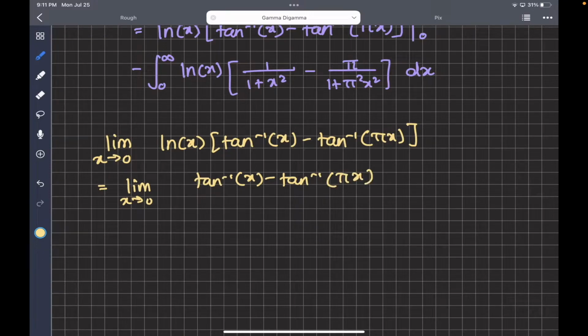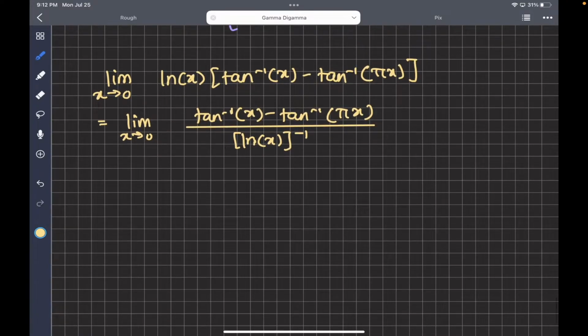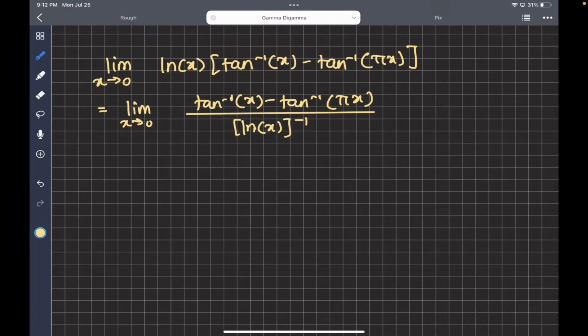I'm going to keep that difference as it is. I'm going to put the natural log in the denominator, so the natural log is going to have a power minus 1. Or maybe I should use a slightly better notation, because we can also use that notation for function inverses, not multiplicative inverses. And now we really have a 0 over 0 situation and we can use L'Hopital's rule.